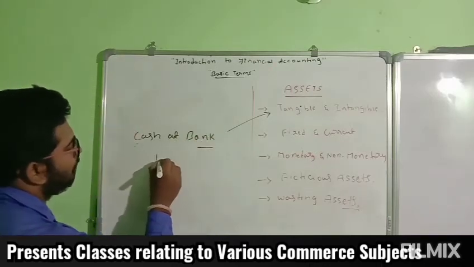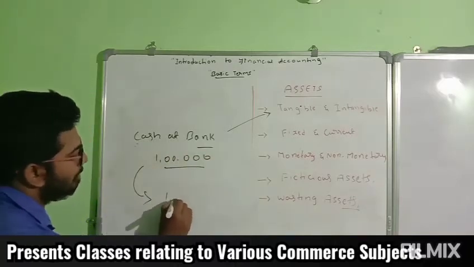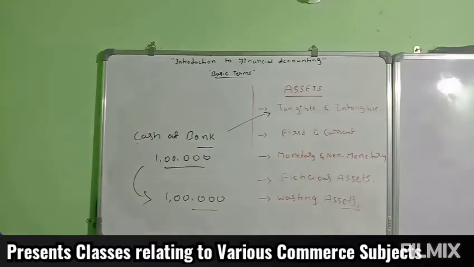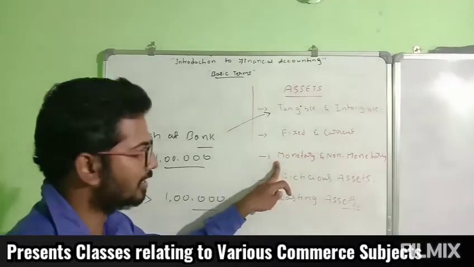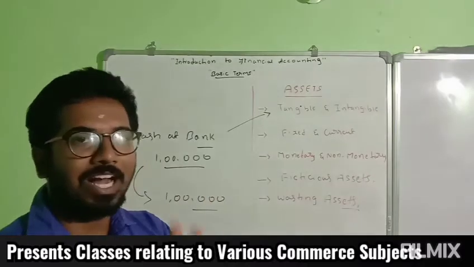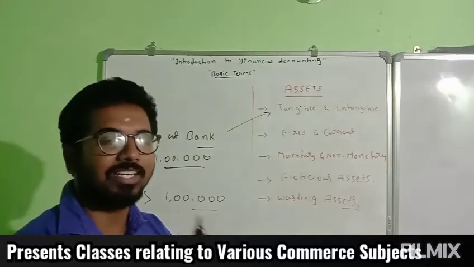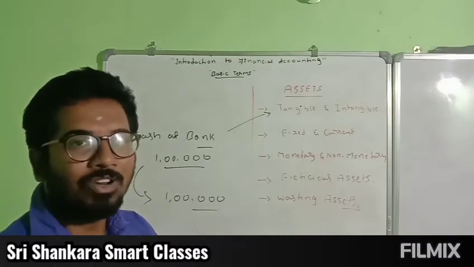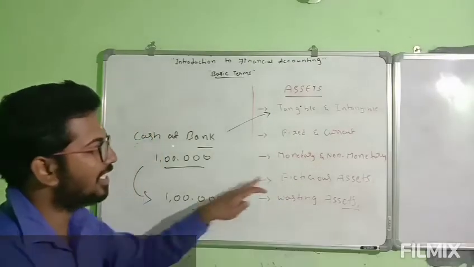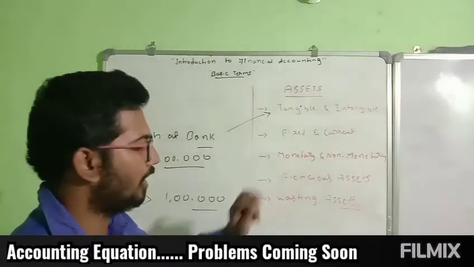Suppose you have 1 lakh in your account. When you withdraw, obviously you withdraw 1 lakh. It is what we call monetary assets. Monetary assets are the assets whose value is the book value. When the asset is sold or realized, if the value remains the same as the book value at the time of realization, those kinds of assets we call monetary assets.